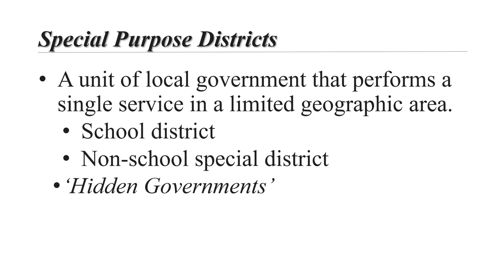Now, there are basically two types of special districts that are loosely classified as either a school district or a non-school district. Some of the non-school district examples are municipal utility districts, economic development corporations, hospital districts, and college districts. One problem with these districts is that local government officials sometimes work in relative obscurity, thus they're able to avoid scrutiny. That's why they're called hidden governments. So we'll talk about the school districts.